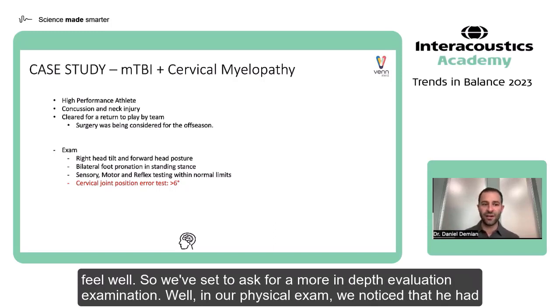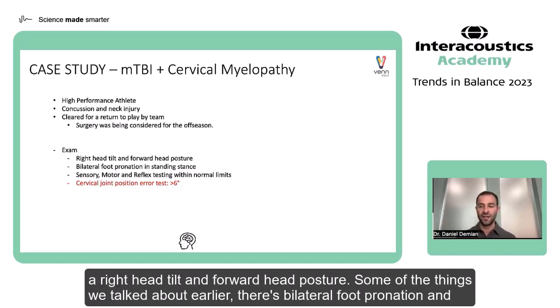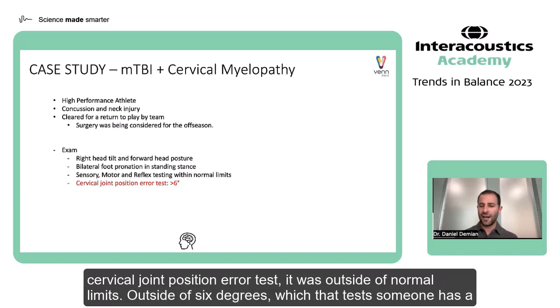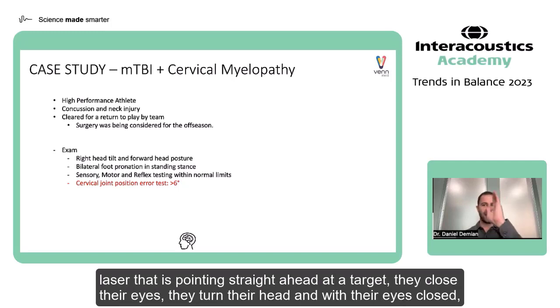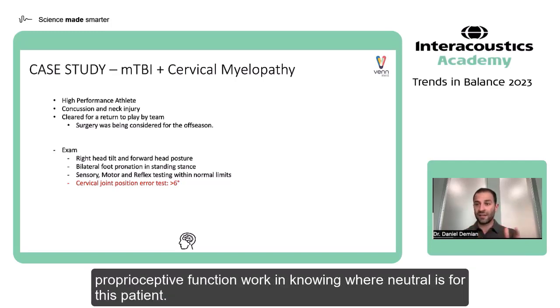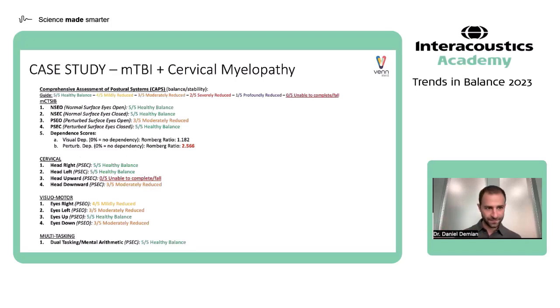In our physical exam, we noticed that he had a right head tilt and forward head posture, some of the things that we talked about earlier. There was bilateral foot pronation in standing stance, but his sensory motor and reflex testing was grossly within normal limits. But when we did a cervical joint position error test, it was outside the normal limits, outside of 6 degrees. In that test, someone has a laser pointing straight ahead at a target. They close their eyes, they turn their head, and with their eyes closed, they try to find neutral again. It gives us a sense of how well the cervical spinal sensory motor proprioceptive function works in knowing where neutral is for this patient.